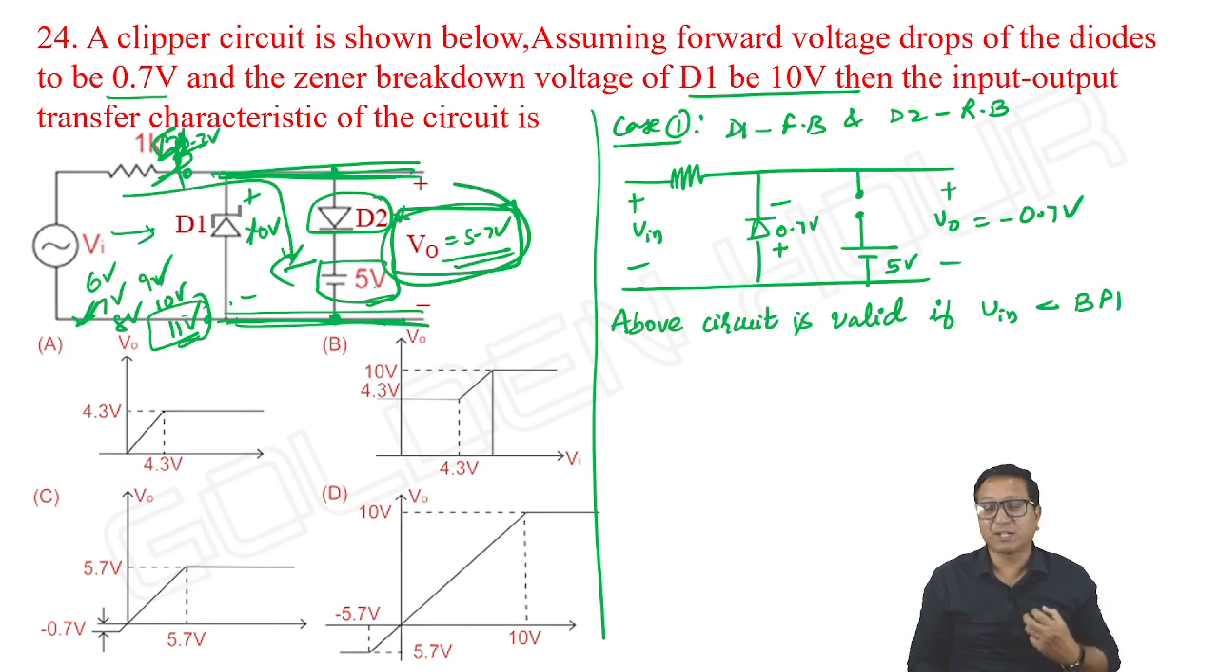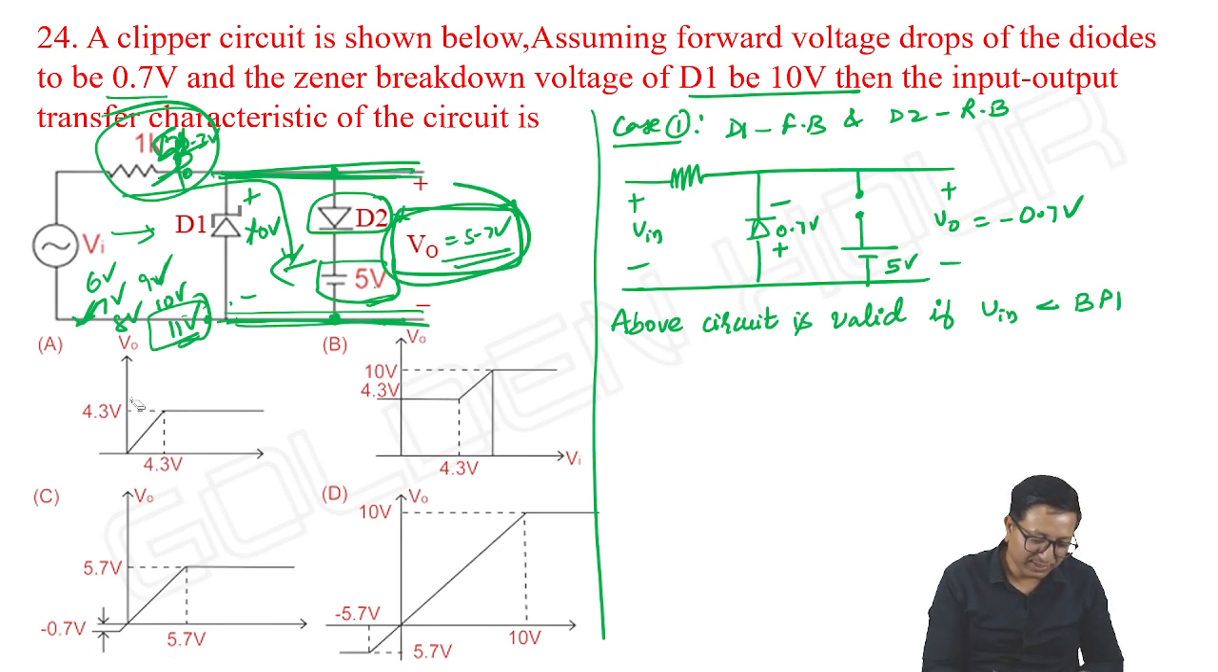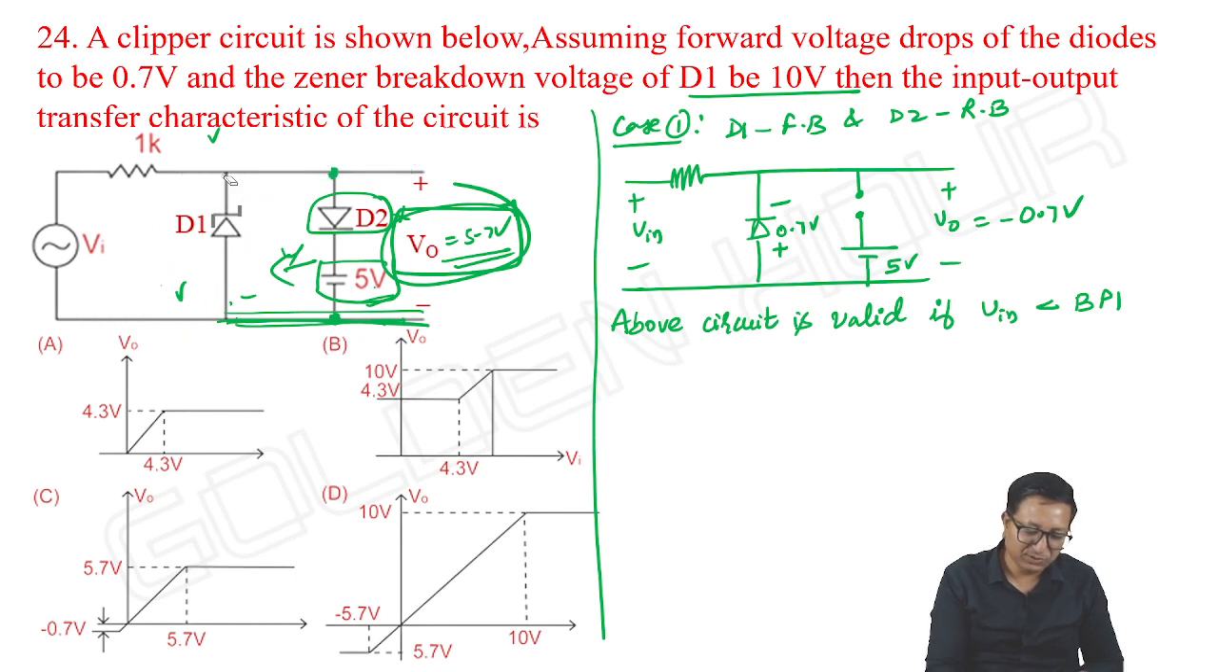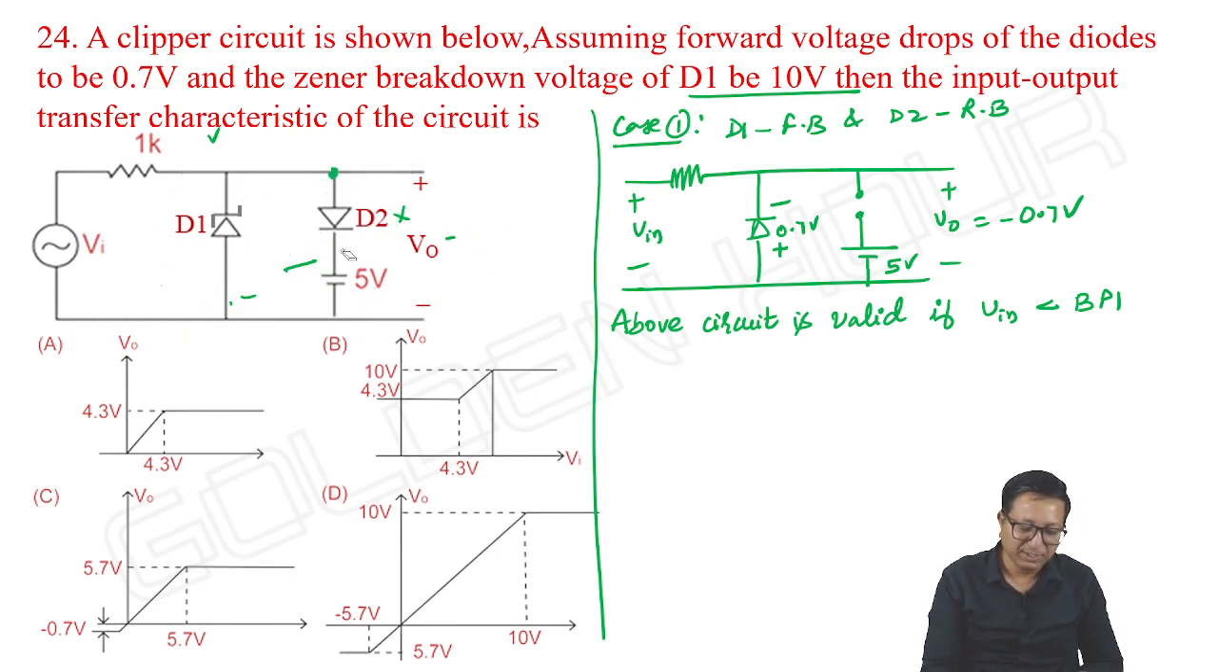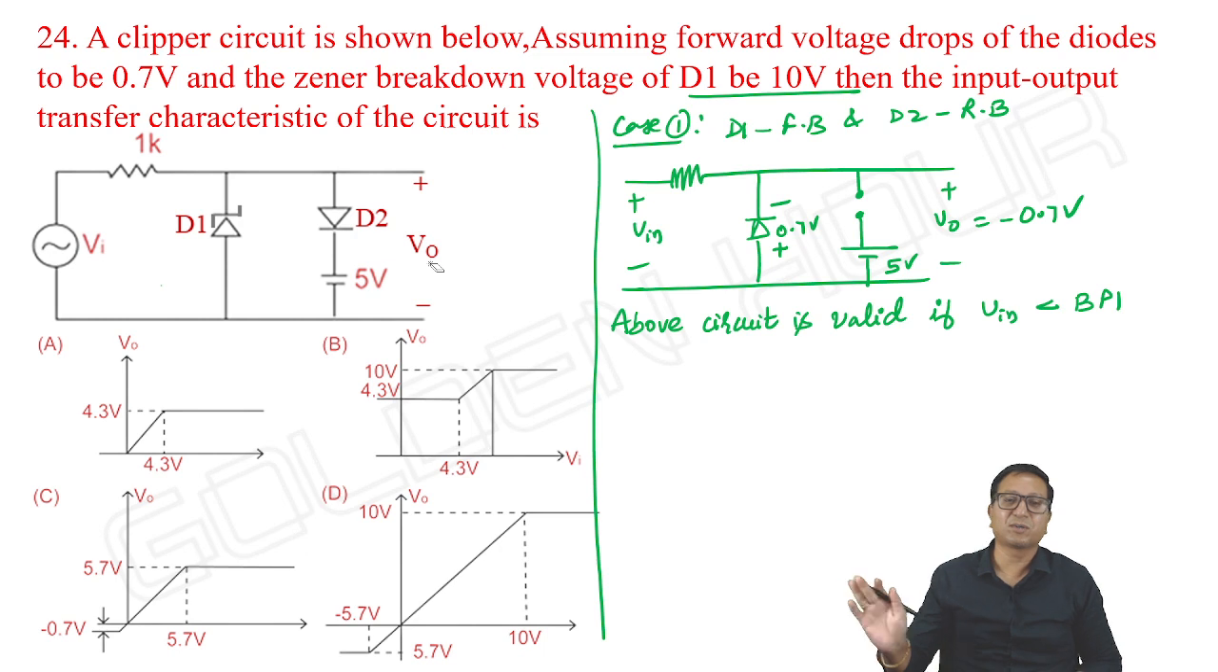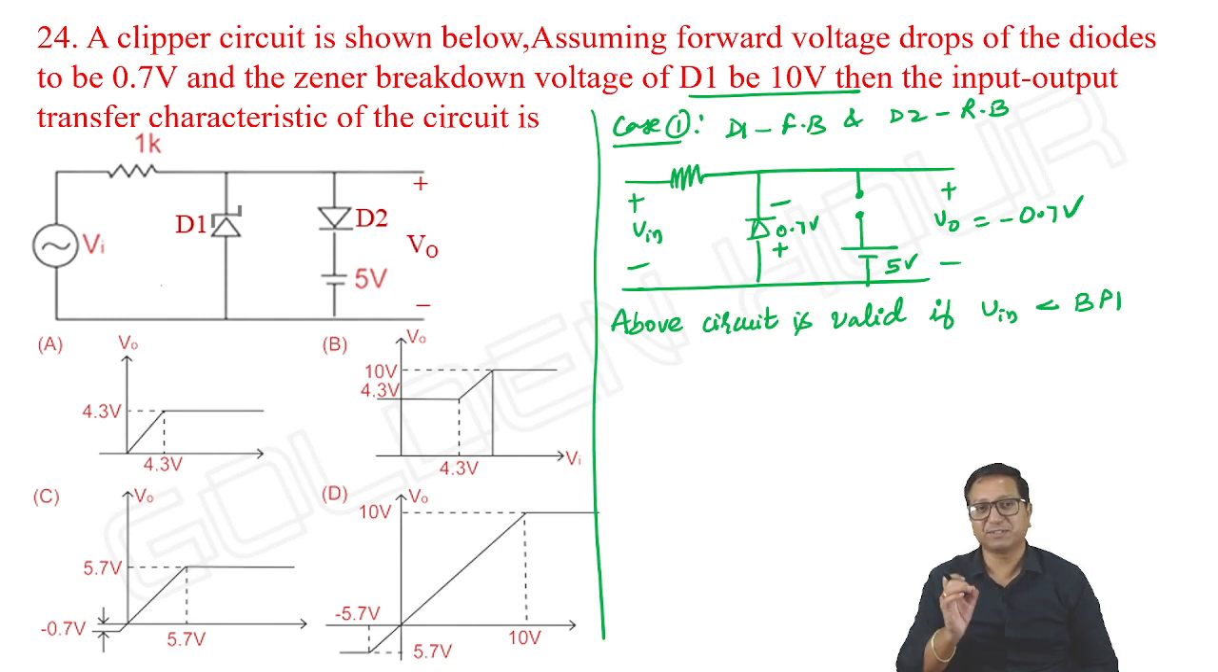It can't go beyond 5.7, even though the input goes above the breakdown voltage of the Zener diode. Then what happens to the remaining drop? That can be seen across the 1 kilo ohm resistor. The 1 kilo ohm resistor will take care of that. So there is no scope for the Zener diode D1 to undergo breakdown. It cannot undergo breakdown. This is a very interesting point.